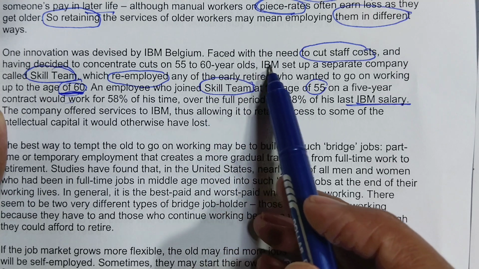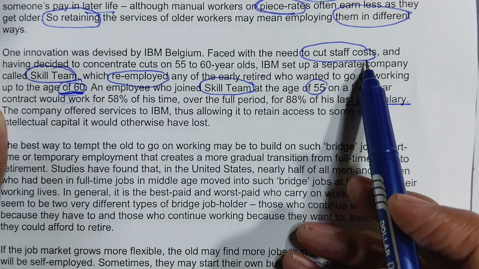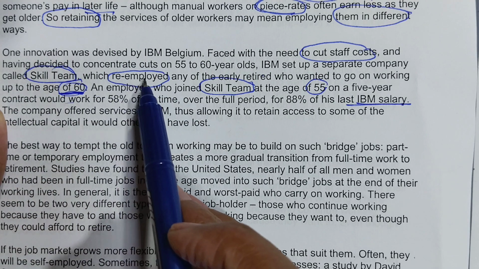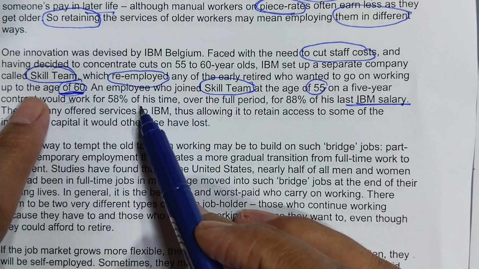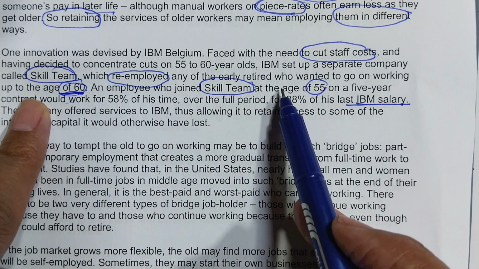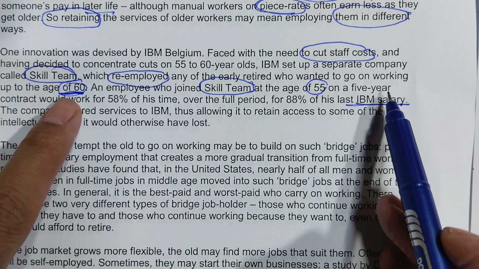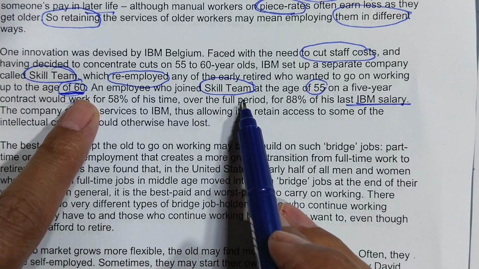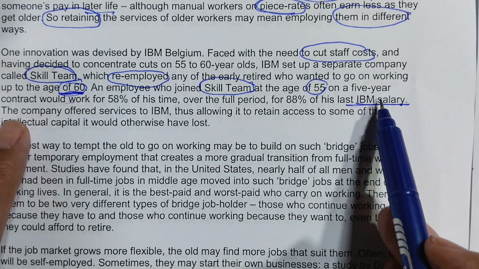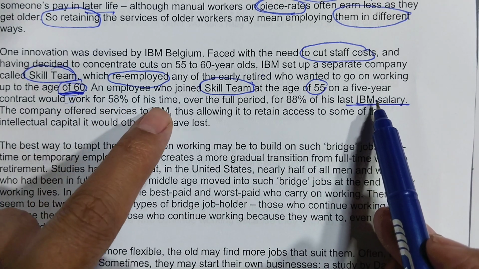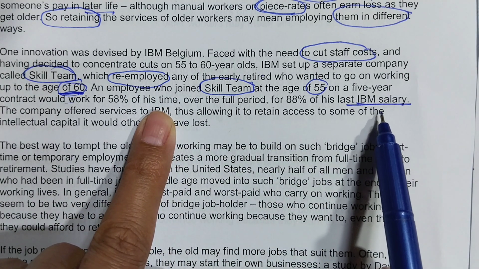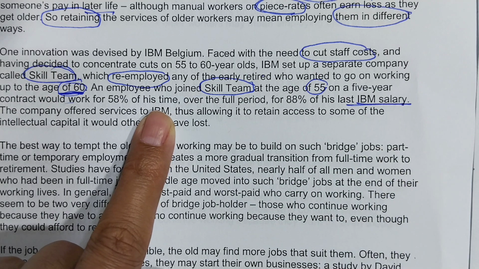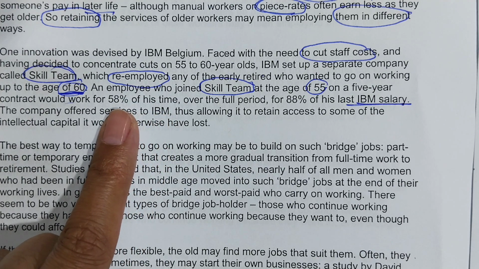For example, faced with the need to cut staff cost and having decided to concentrate cuts on 55 to 60 year olds, IBM set up a separate company called Skill Team, which re-employed any of the early retired who wanted to go on working up to the age of 60. An employee who joined Skill Team at the age of 55 on a 5-year contract would work for 58% of his time over the full period for 88% of his last IBM salary. I mean, whatever salary he was receiving at IBM, he will receive 58% of that.